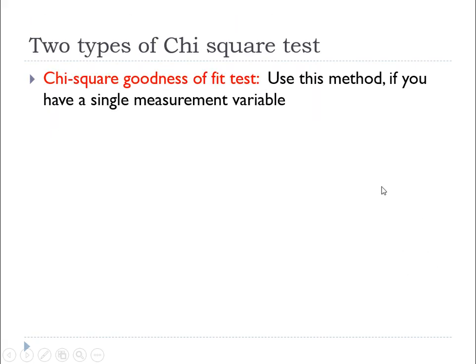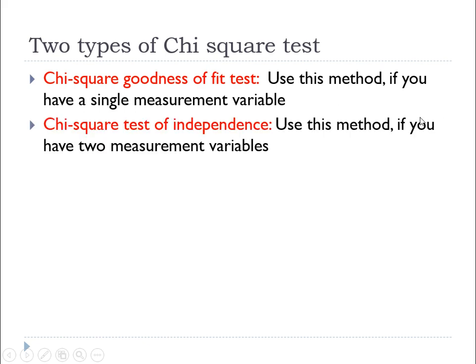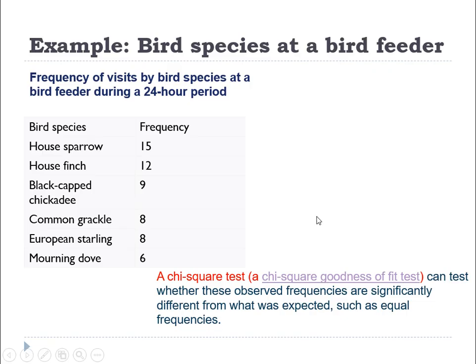So there are two types of chi-square test. Chi-square goodness of fit test, where we use this method if you want to have a single measurement variable. The second type is chi-square test of independence. We use this method if you have two measurement variables. So let's see two examples, one for each, to get a better idea.